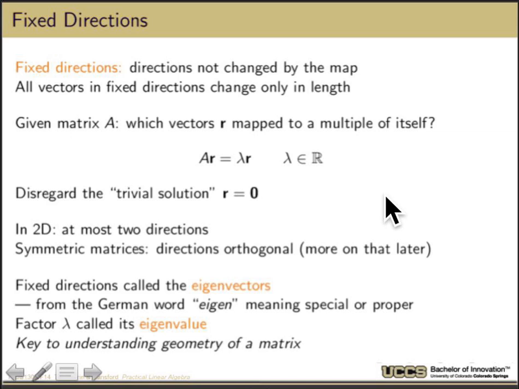Okay. So in 2D, we only have two directions because there are only two linearly independent directions. Everything else would be a combination of them. We're going to look for a special property we'll talk about later for symmetric matrices, which is that these two directions will be orthogonal. And for non-symmetric matrices, they don't have to be orthogonal, but there will still be up to 2 directions.